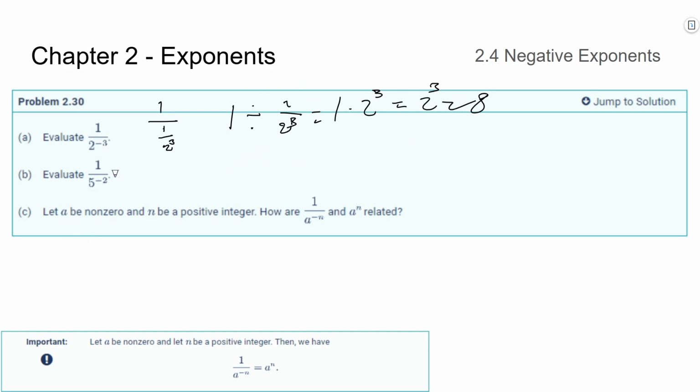All right, so the same thing here. 1 over, it's going to be 5 squared, it's 25. And reciprocal of reciprocal, you know it's going to be 25. So, assuming that a is non-zero, because a is in the denominator, so we can't have a be 0, how are 1 over the reciprocal of a to the negative n and a to the n related? Well, they're the same thing, right? Reciprocal of a reciprocal is going to be the original number.